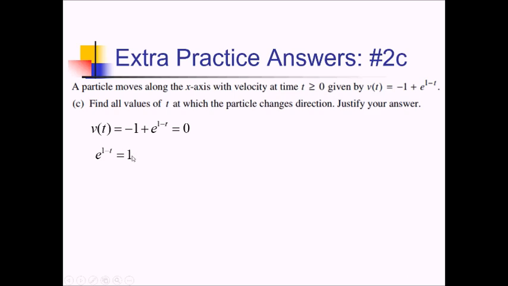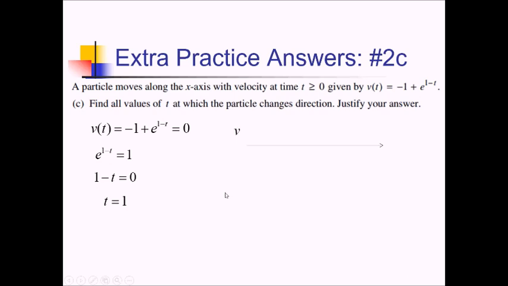Take the ln of both sides. That'll get rid of the e. So I have 1 minus t equals 0, because ln of 1 is 0. And then that means t must have a value of 1. So this is the only possible place where a velocity could change sign, so the only place where our particle could change direction. We don't know for sure whether it does or not. We're going to have to use some sign analysis to figure that out.